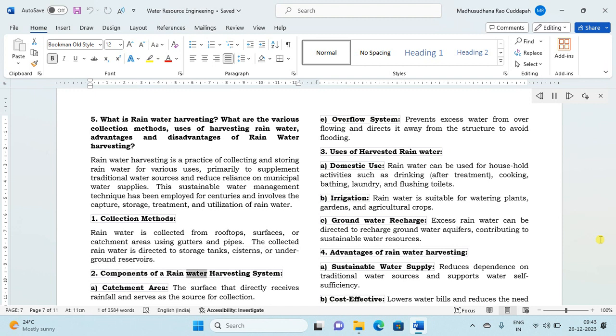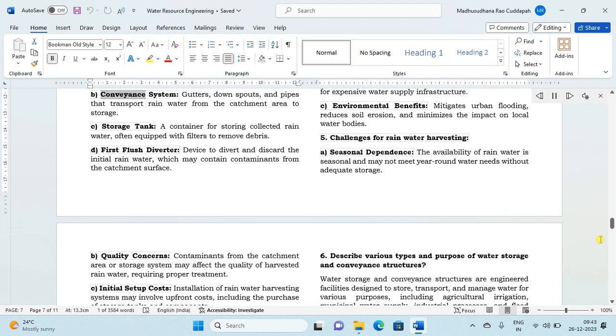2. Components of a rainwater harvesting system. A. Catchment area, the surface that directly receives rainfall and serves as the source for collection. B. Conveyance system, gutters, downspouts, and pipes that transport rainwater from the catchment area to storage. C. Storage tank, a container for storing collected rainwater, often equipped with filters to remove debris.